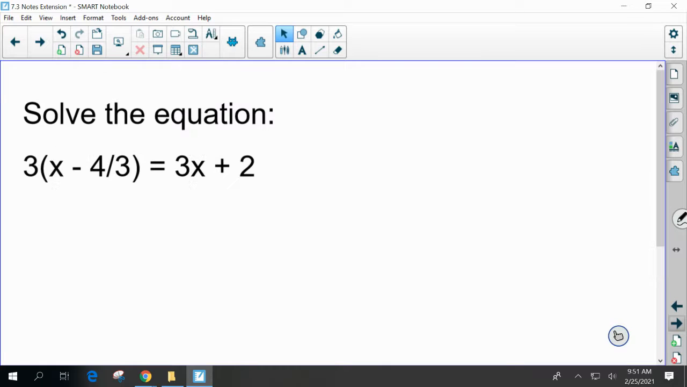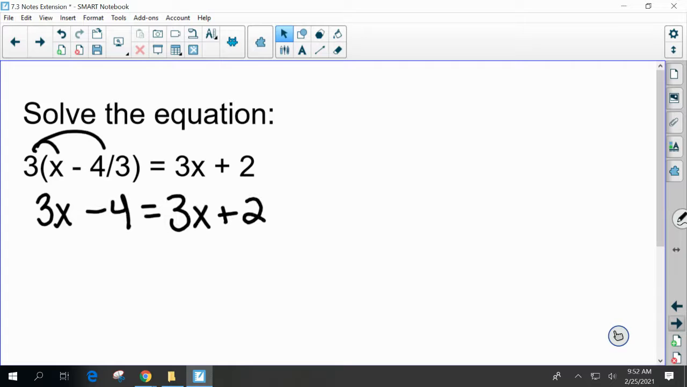Okay, number 2. So I need to start by distributing my parentheses. So 3 times x is 3x, and 3 times negative 4/3 is a negative 4. And on the right-hand side, I'm just going to rewrite that.